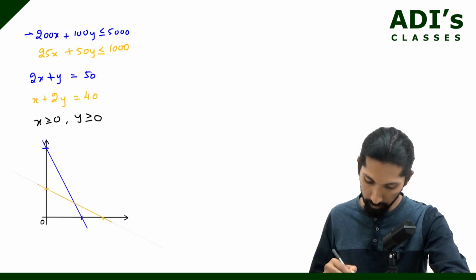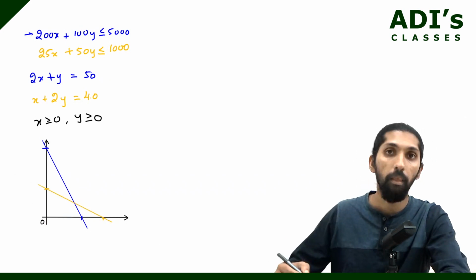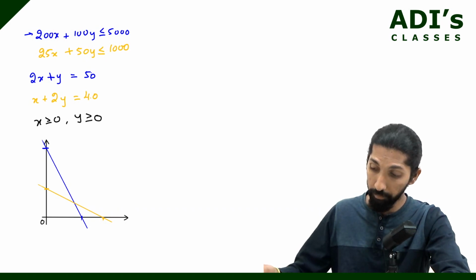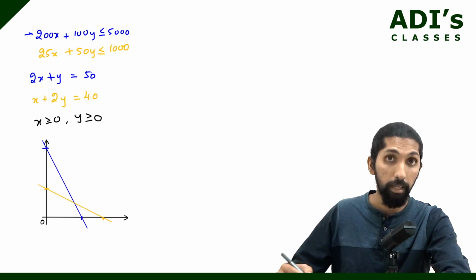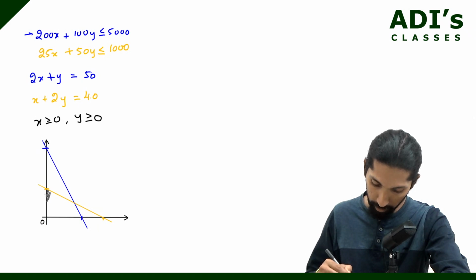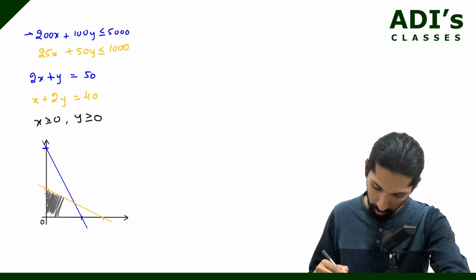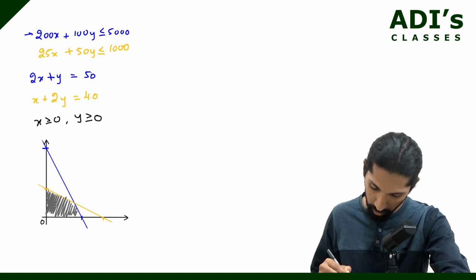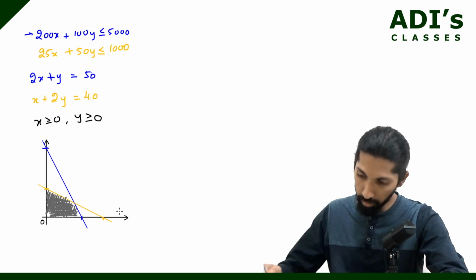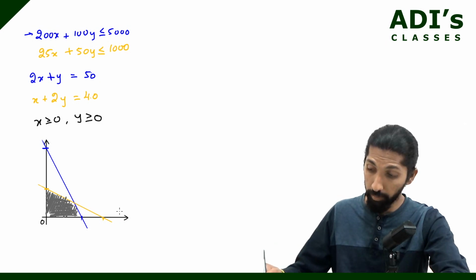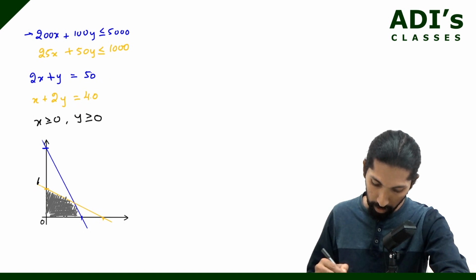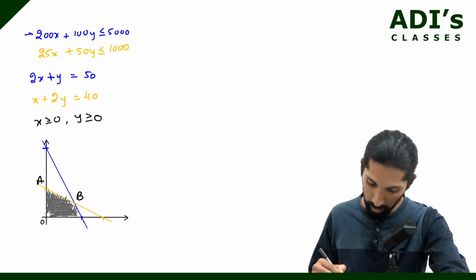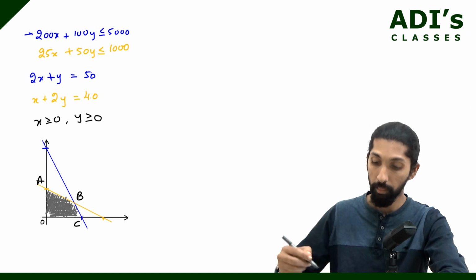Draw the line, right? So we have two of them. Now we need to find the area. See, this is the area, the feasible region. Correct? This is the feasible region. Now the points we need to take are A, B, C and O, correct?